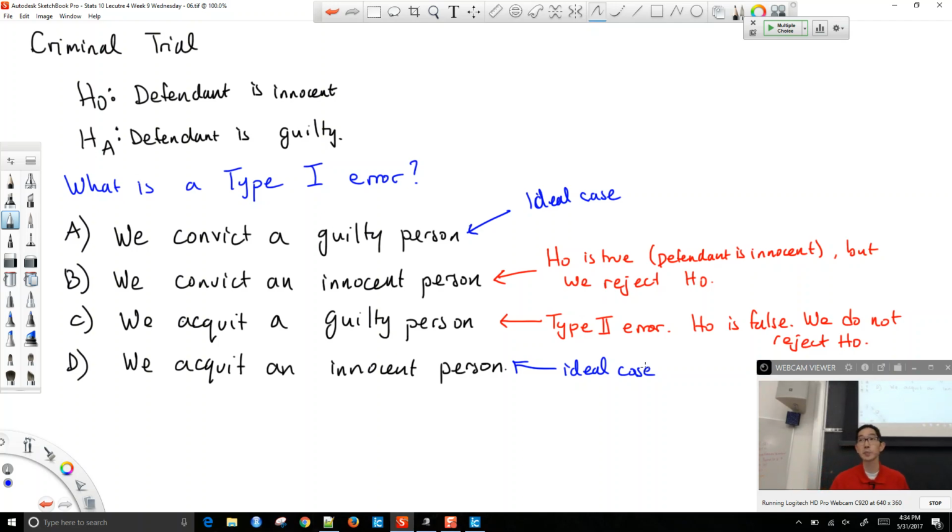All right, is this okay? In this context, and this is always up for debate, which type of error is worse? Is the type 1 error or the type 2 error worse? Is it worse to convict an innocent person or worse to acquit a guilty person? Well, it is debatable, but we will say the type 1 error is worse than the type 2 error, okay?